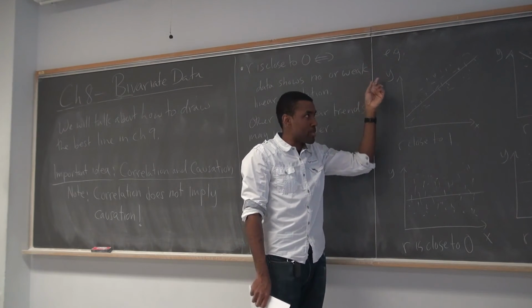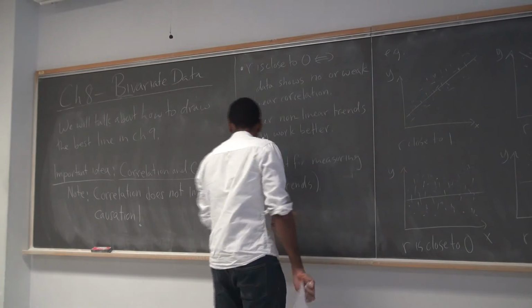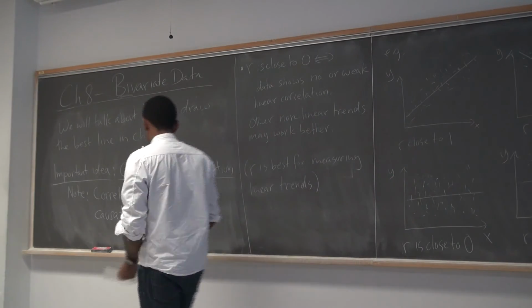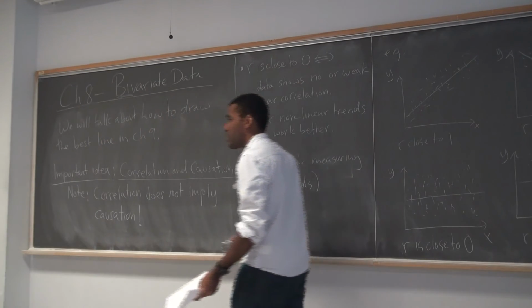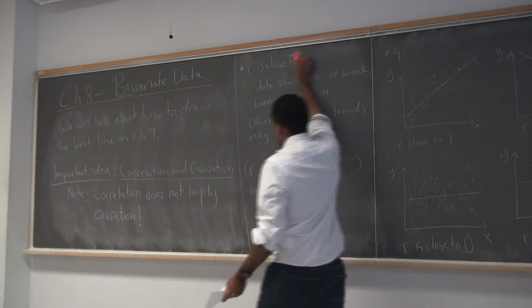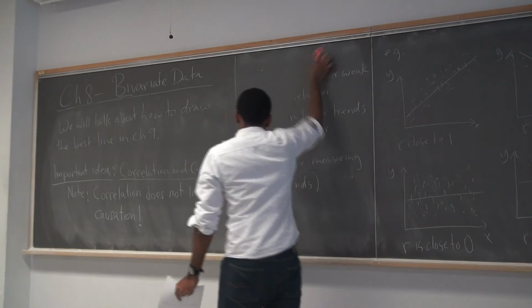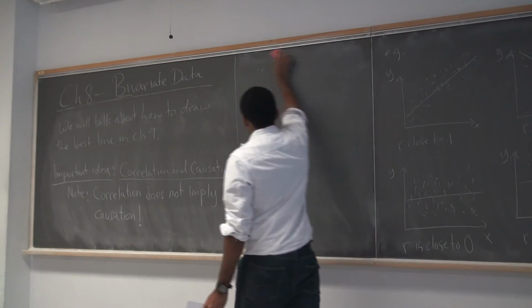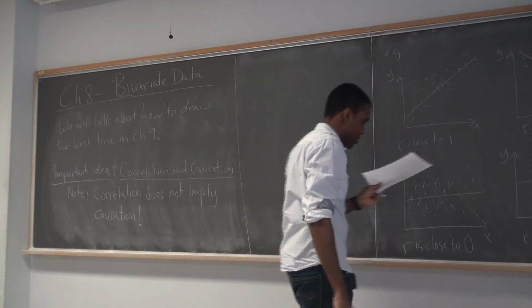A lot of people make the mistake of jumping to the conclusion that correlation implies causation, which is in general not true. A lot of times there are unseen forces that our statistics can't get a hold of, at least with the measurements we're taking. And so we cannot assume that one implies the other.